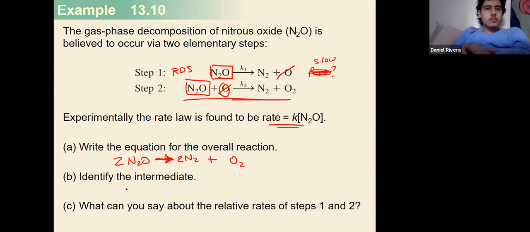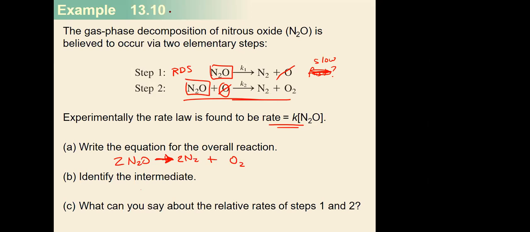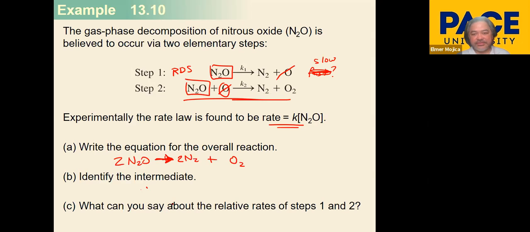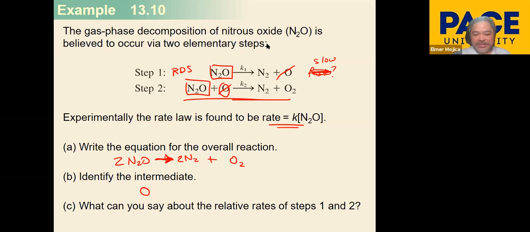Do we have an intermediate? What is the intermediate? Anyone? Is it oxygen? Do we have an intermediate here? Okay, so the intermediate is oxygen, because that's the one that is produced.